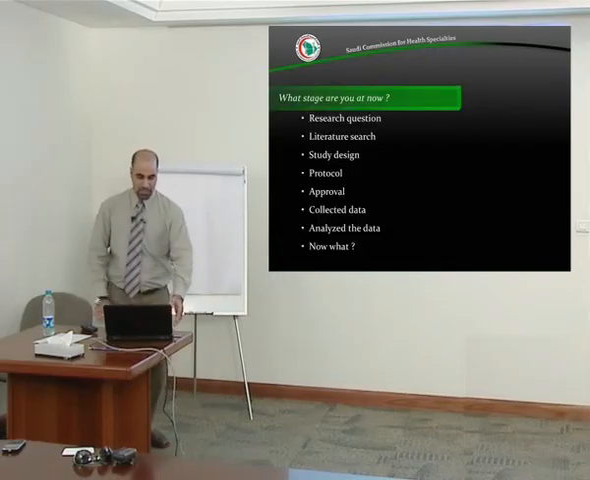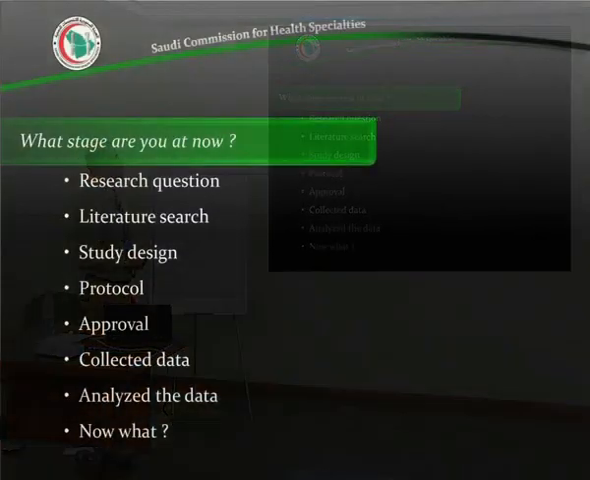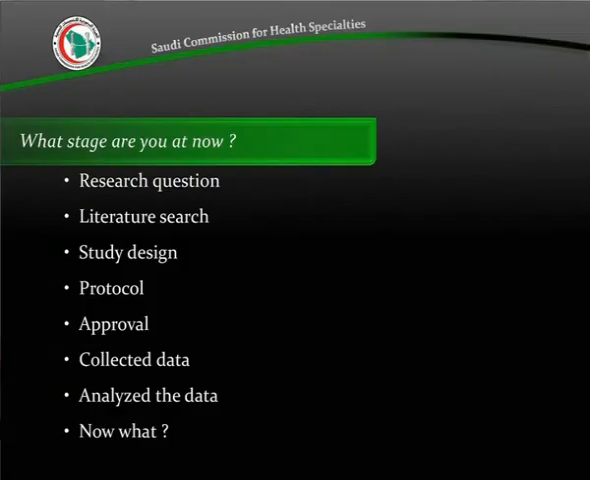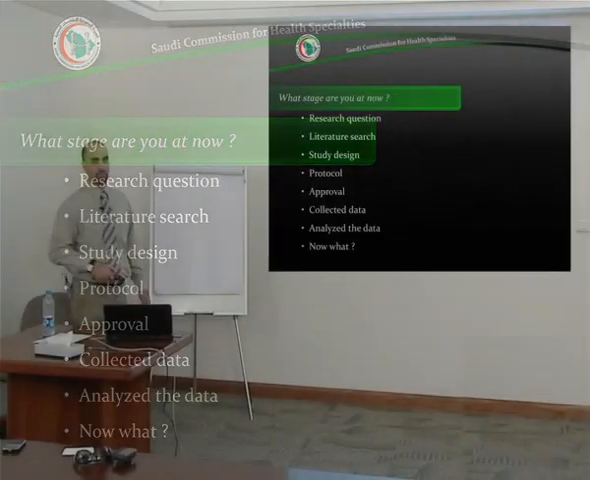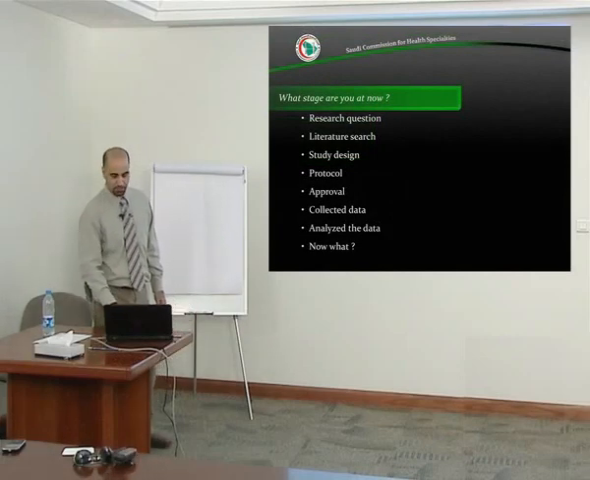So, the research question has been identified, the literature search was done, study design, protocol, approval of the study, collected the data, and the data is analyzed. So everything is done, and now what? What are we supposed to do at this point in time?